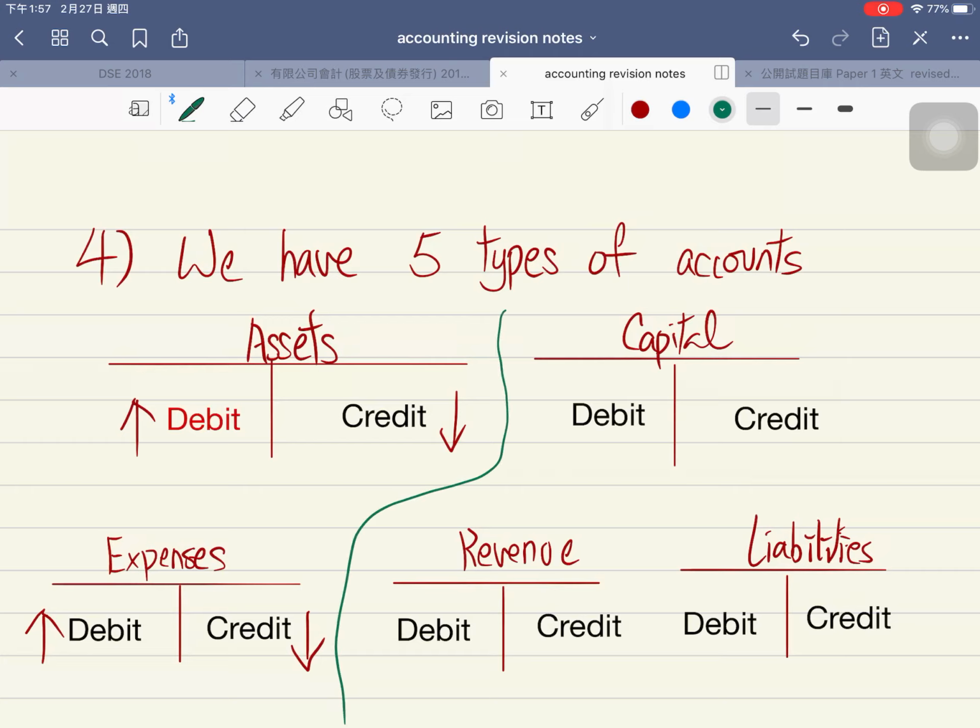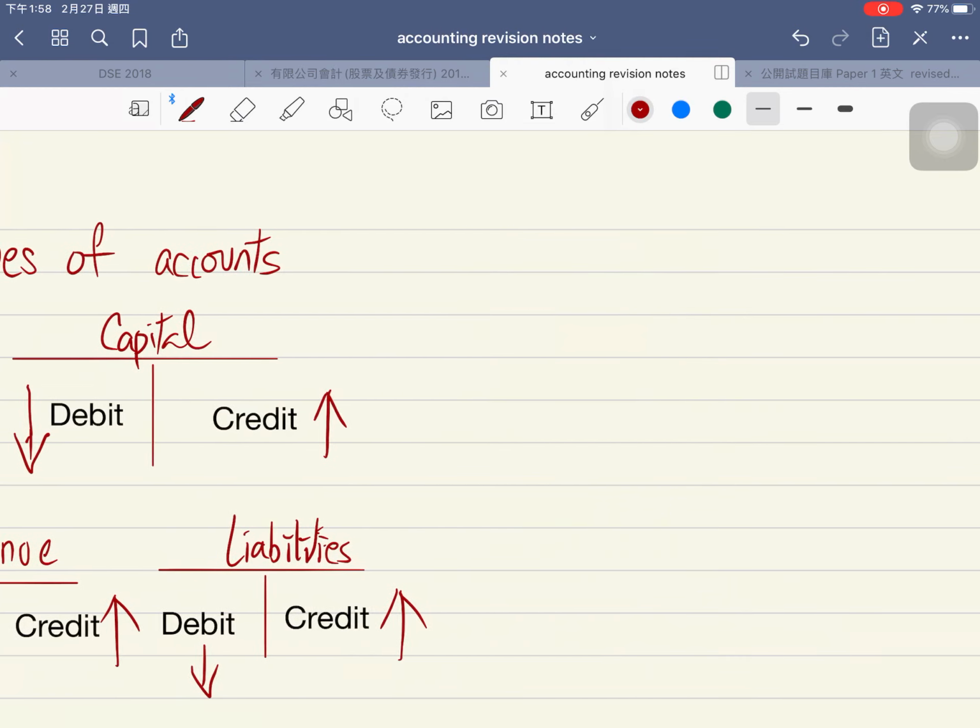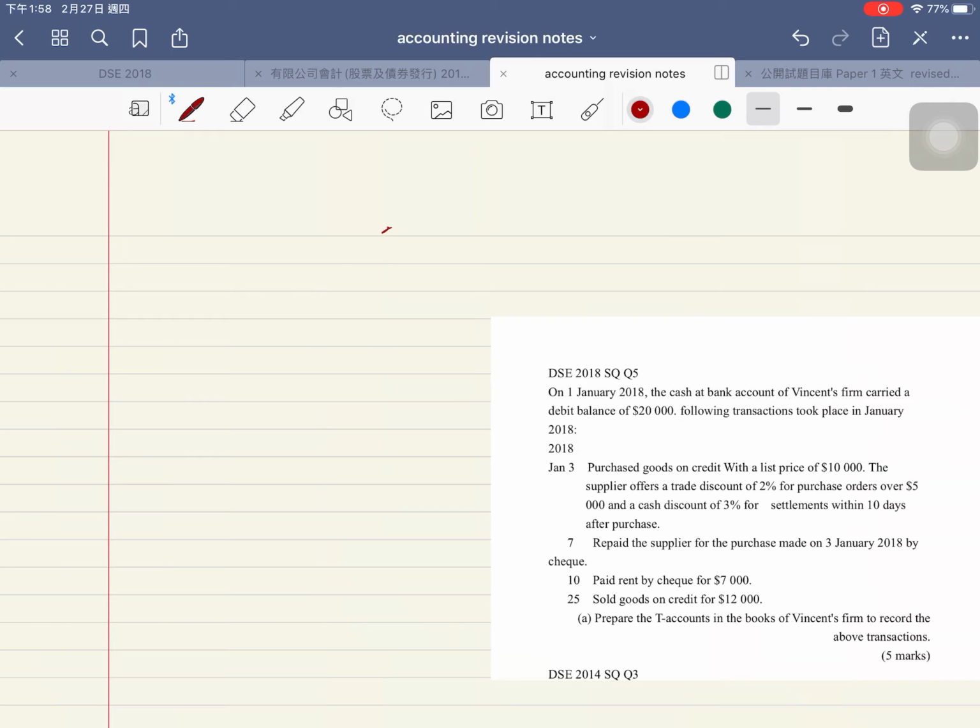Okay, so for the others, we just reverse. That means record increase in credit side, decrease in debit side. Increase in credit side, decrease in debit side. Okay, so let's see these examples here.